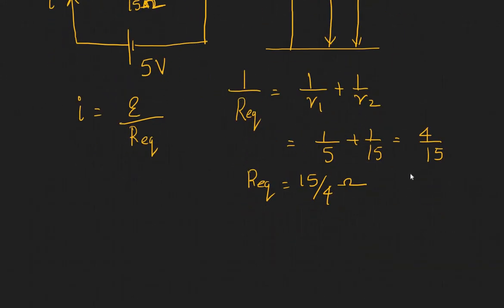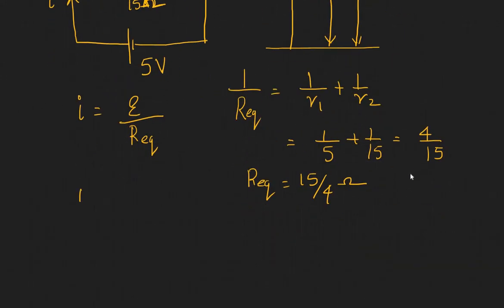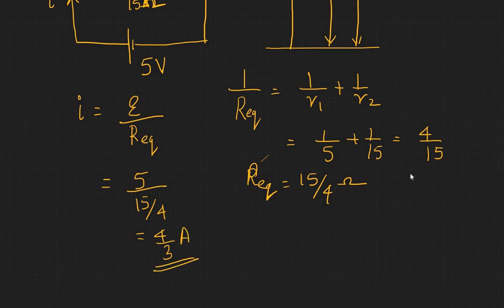In other words, my I will be equal to E by R equivalent. This is equal to 5 divided by 15 divided by 4. That's equal to 4 by 3 amps. So that is your net current. So your net current is 4 by 3 amps.